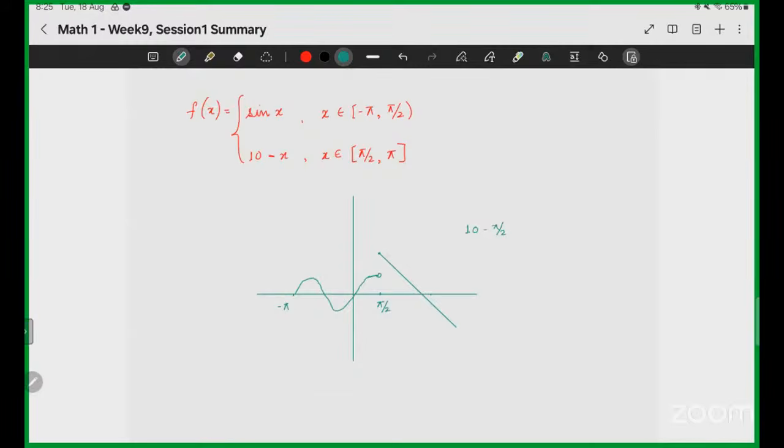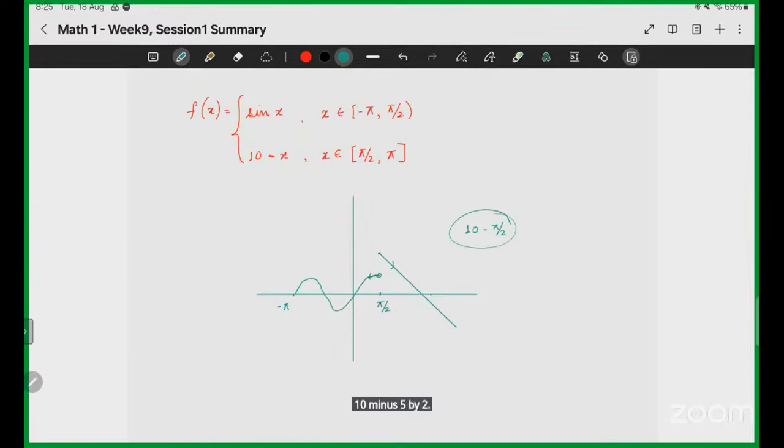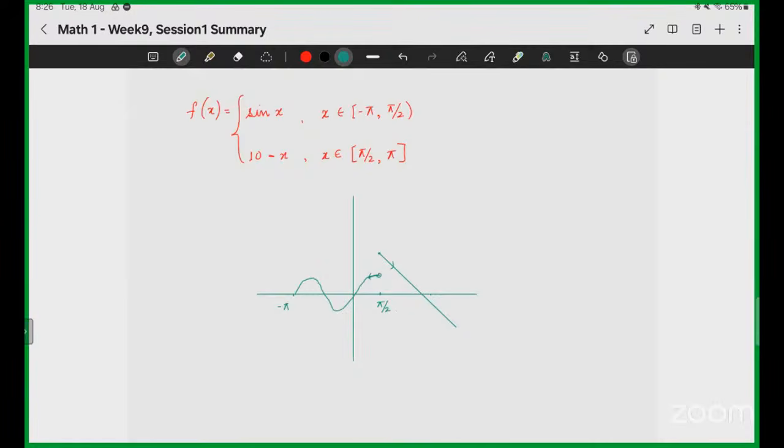Yes, sir. And if you look at nearby points, are the function values lesser than or greater than 10 minus pi by 2? Lesser. So this is the local maximum, right? That's the definition. So in an interval around that point, that should be the point with the highest value. There should be no point with function value higher than that. That is what is called a local maximum. Yeah. So pi by 2 is a local maximum.